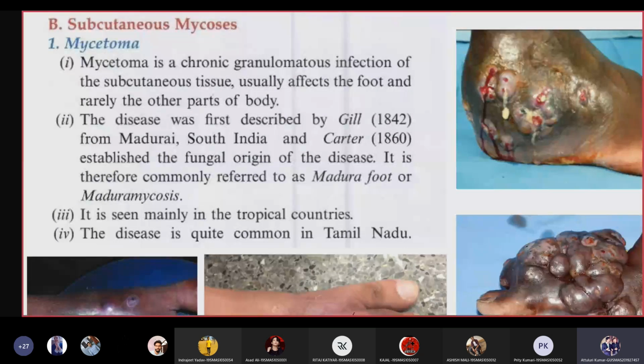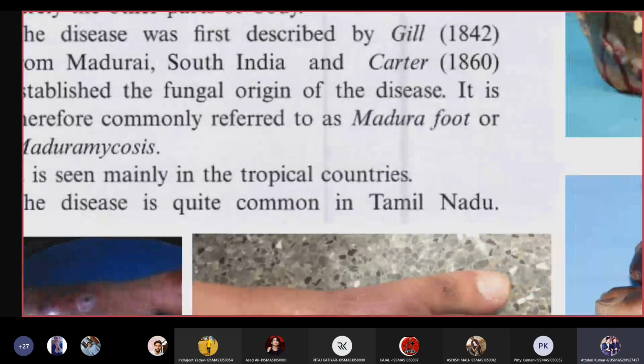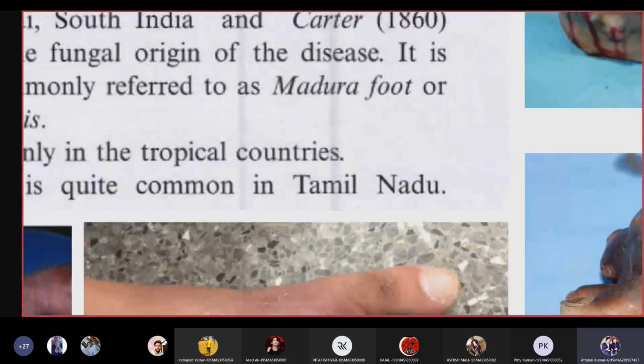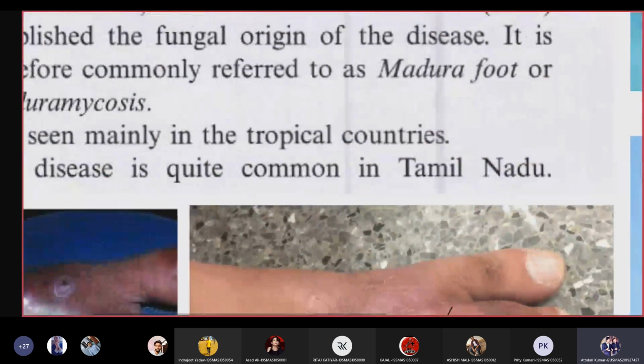This particular infection is very common in Tamil Nadu. Even I have seen many people with this infection on the roads. Very unfortunate people actually.